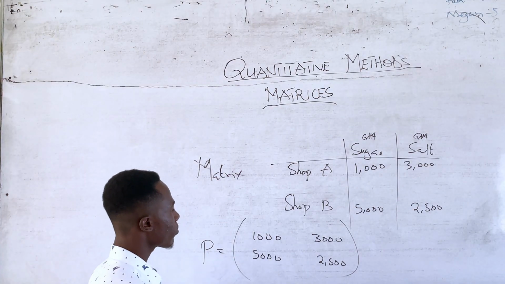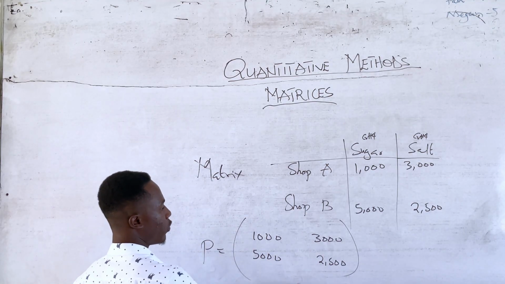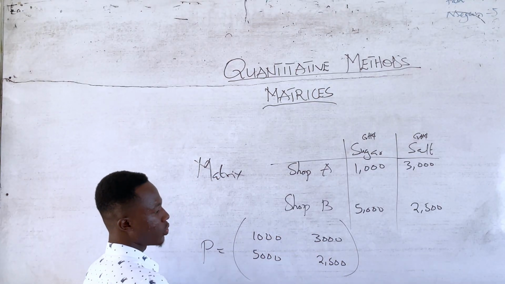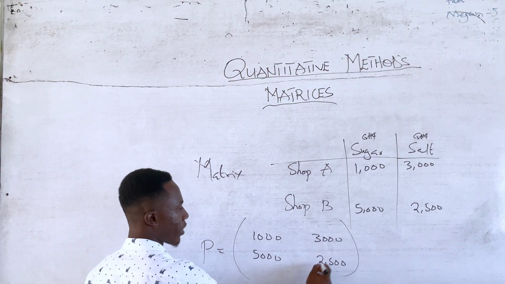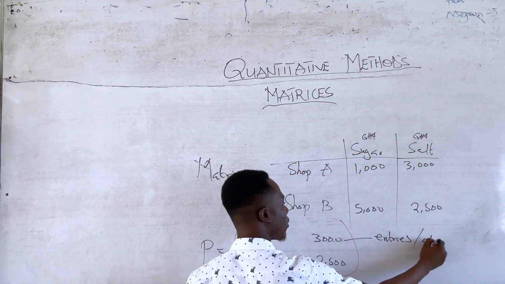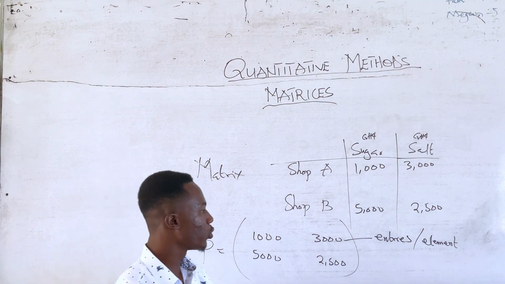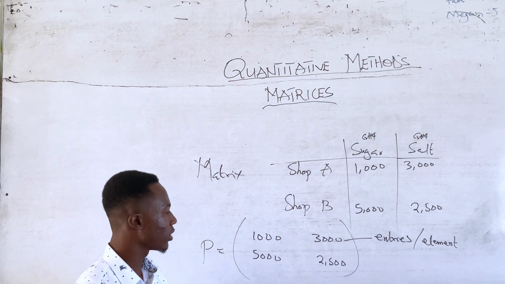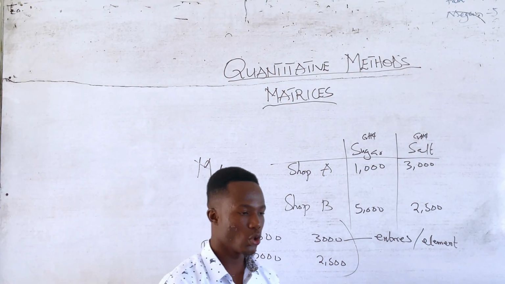So we are saying the whole form is what? Matrix. If you have another tabular form like this, the two combine to give you what? Matrices. But the elements that are in the matrix, they are called what? Entries or elements. You get it? So we are going to look at how to perform addition, subtraction, multiplication, and all that under matrices. So join me as we go through.